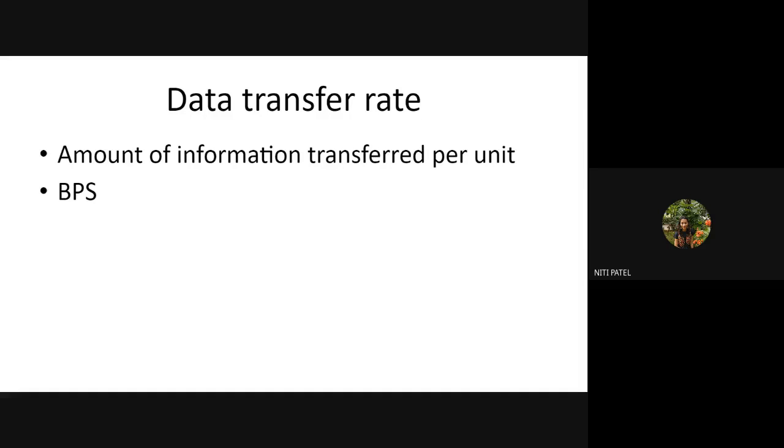So the data transfer rate of your cache memory is different. For RAM, it is different. For ROM, it is different. And for secondary memory, it is different.